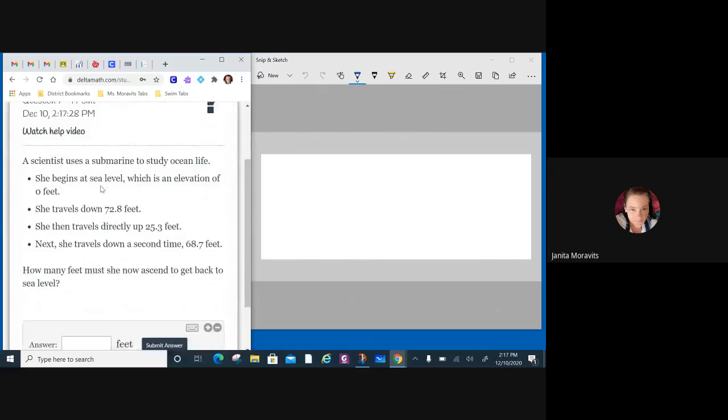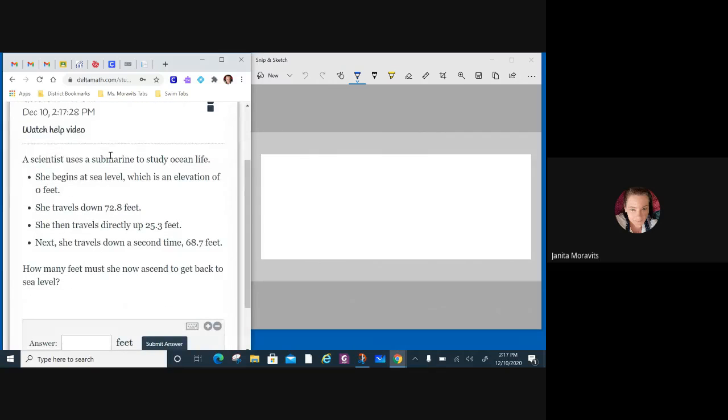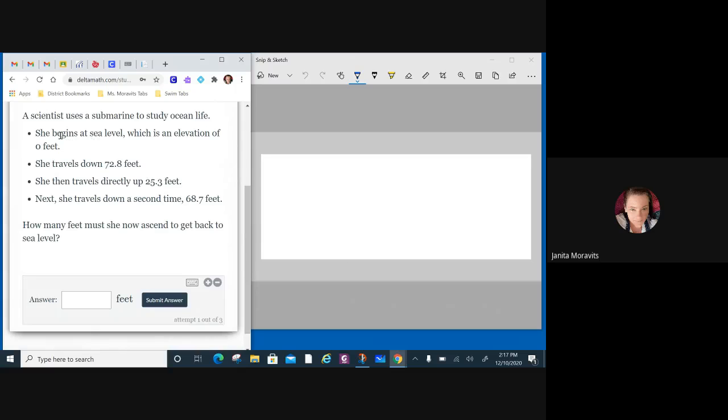All right, question number 7. A scientist uses a submarine to study ocean life. She begins at sea level, which is an elevation of 0. She travels down 72.8 feet. Then she travels up 25.3 feet. And then she travels down again 68.7 feet. And we want to know how many feet she has to go back up to get to sea level.